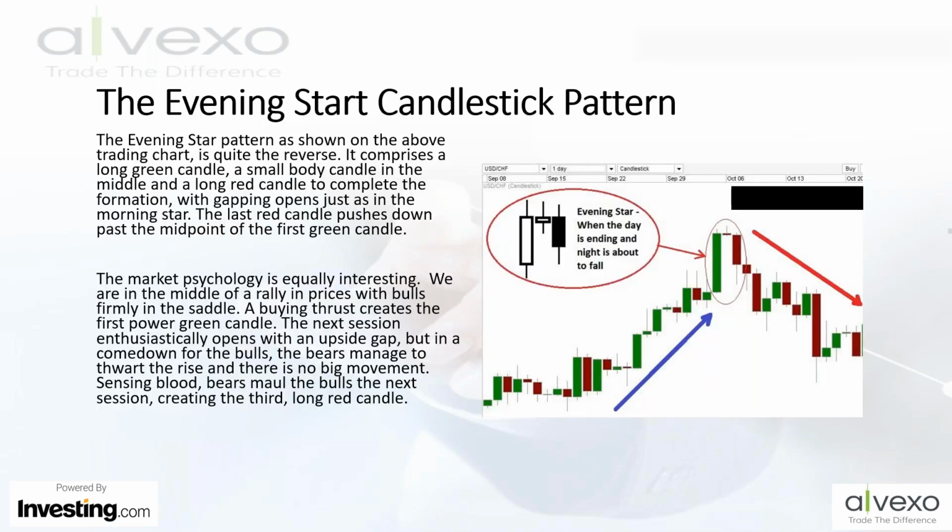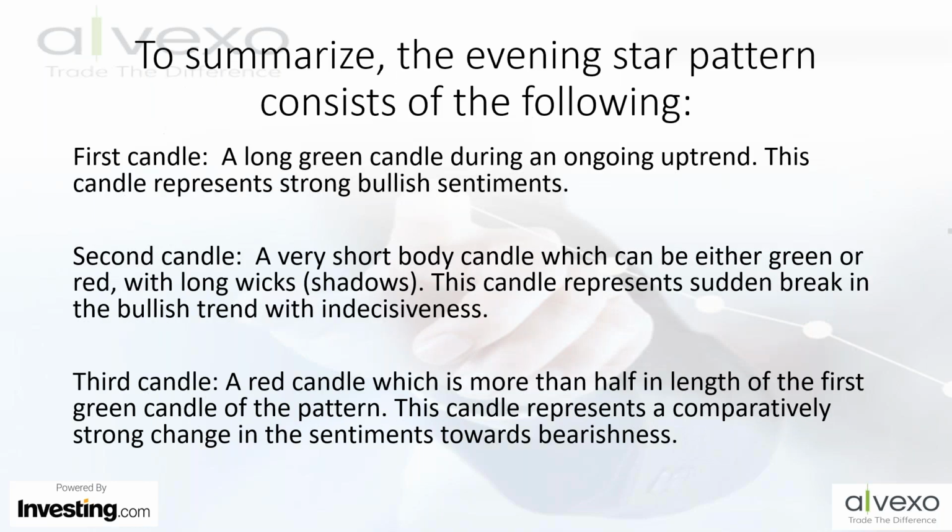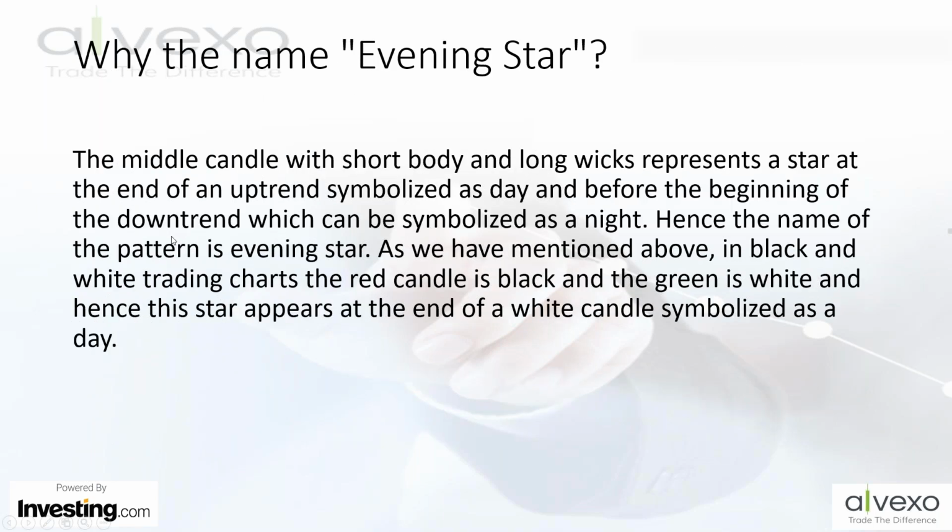Evening star is the exact opposite and appears at the end of an uptrend. So there, the first candle is a long green candle because it was part of an uptrend. The uptrend's continuing. The bulls are still in control. Then we get a candle of indecisiveness, and then we get the third, which is the opposite color candle, and it's more than half the length of the first green candle in that pattern.